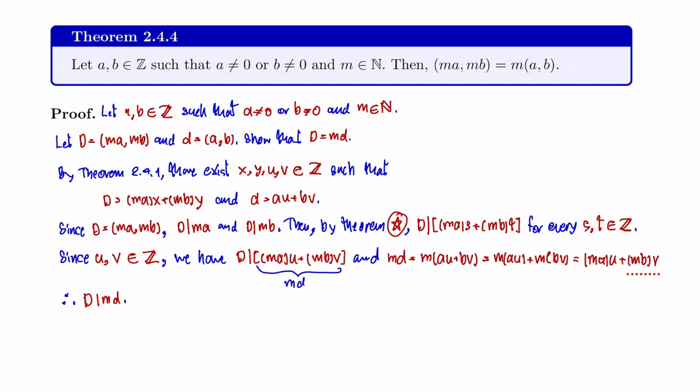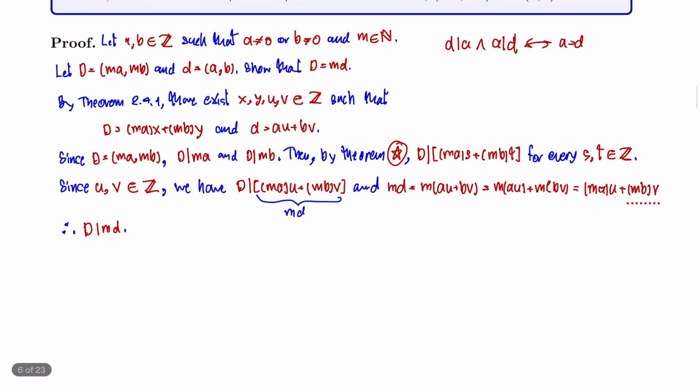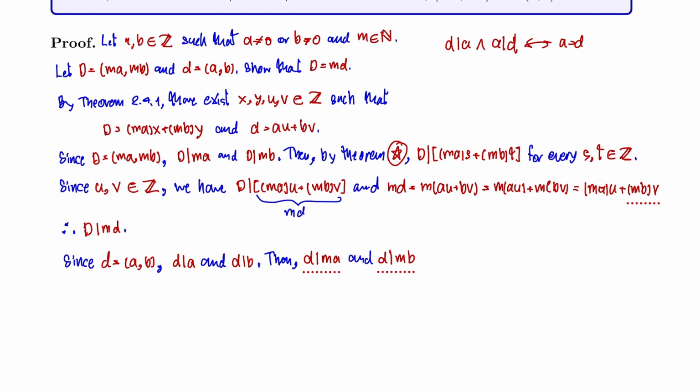Because we know that if D divides A and A divides D, this implies that A equals D. So the next thing I want to show is that MD divides big D. I want to start with small d, which is the greatest common divisor of A and B. So we have d divides A and d divides B. Then what do we have here? That d divides MA and d divides MB.